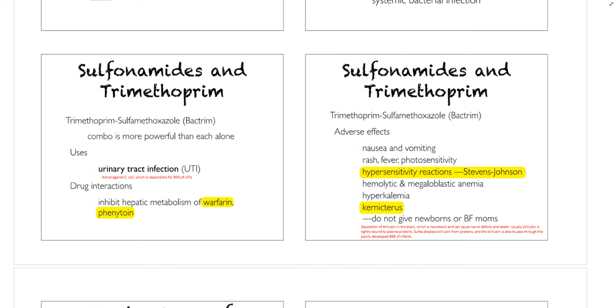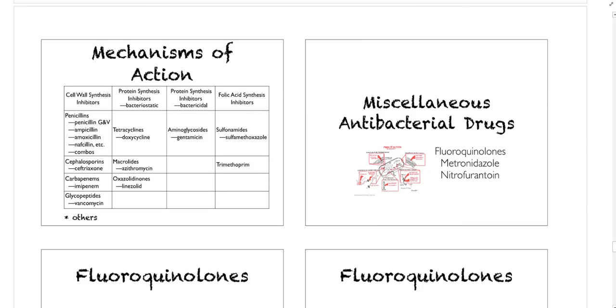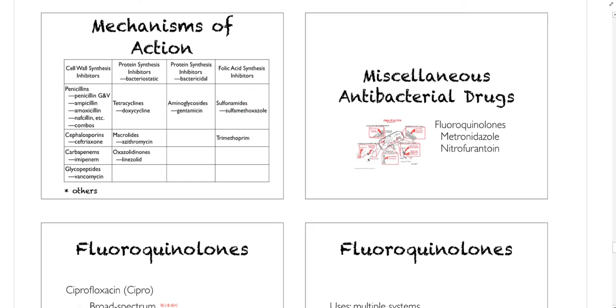Normally it's bound to plasma proteins, but the sulfas can displace bilirubin from those proteins, at which point the bilirubin is capable of traveling wherever it wants to in the body and crossing the poorly developed blood-brain barrier in infants. This is why we generally don't see kernicterus in older children or adults, because their blood-brain barrier is fully developed. Okay, here's all of that for you.